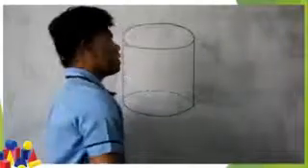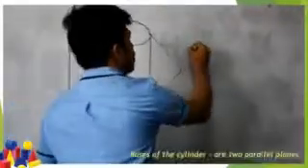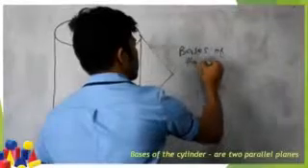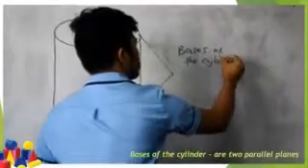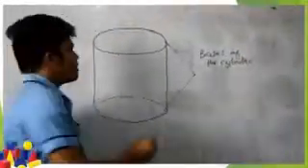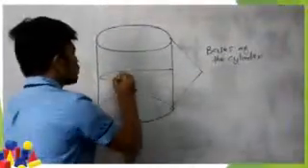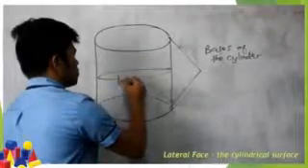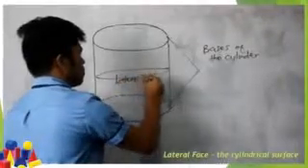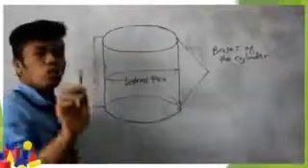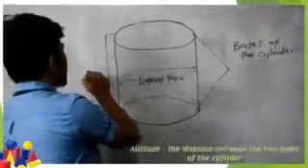Let's now identify the parts of the cylinder. These two parallel planes are called the bases of the cylinder. This cylindrical surface, or the curved surface, is called the lateral face. And the distance between the two bases is called the altitude or the height of the cylinder.